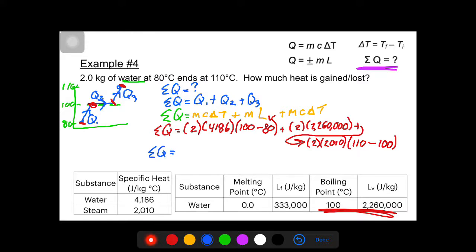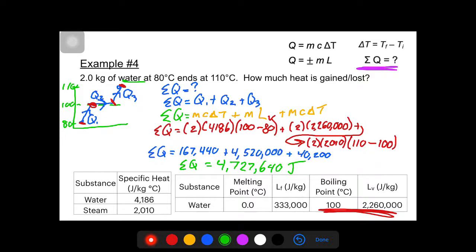So the sum of all my Q's is equal to 2 times 4,186 times 20, which is positive 167,440, plus 2 times 2,260,000, which is 4,520,000, plus my Q3, which is a positive 40,200. And when you add those 3 Q's, you get a combined total heat gained of 4,727,640 joules. So that's that.